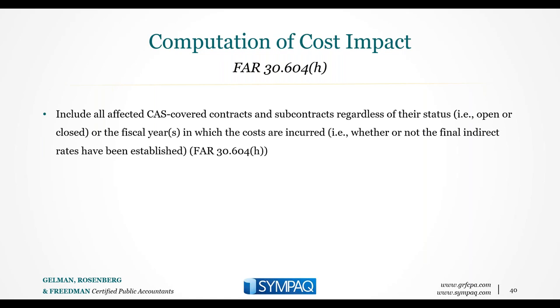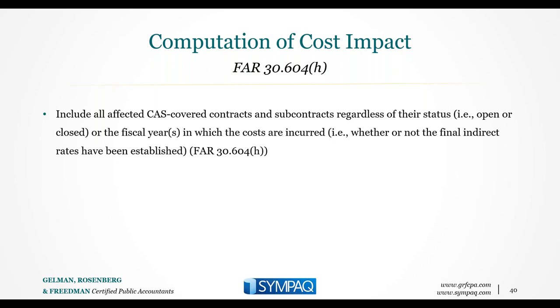So we mentioned cost impact. The cost impact is the difference between how you accounted for cost on the contract versus how you should have accounted for the cost on the contract. And cost impacts have to include all affected CAS-covered contracts and subcontracts, regardless of their status. And the status in this case means whether they're open or closed. It includes all affected CAS-covered contracts and subcontracts, regardless of the fiscal year in which the costs were incurred, meaning whether or not the final indirect cost rates are established.